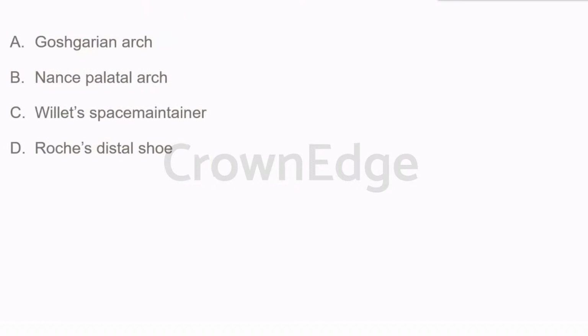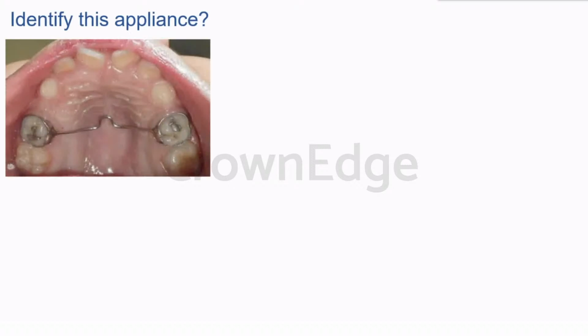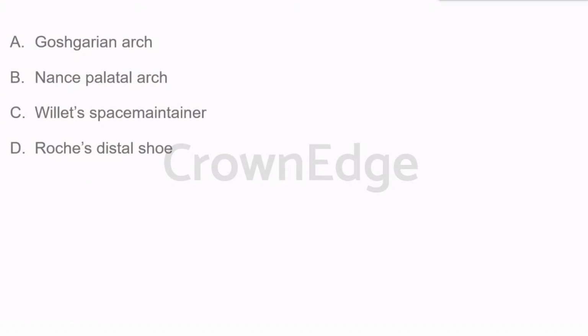Identify this appliance. So what is this appliance? Can someone identify this appliance? The options that I have given here are A, Gaucherian arch, option B, Nance palatal arch, option C, Willet's space maintainer, option D, Roche's distal shoe. Okay, I'll just show you the image once again for you guys. So these are the options for you.